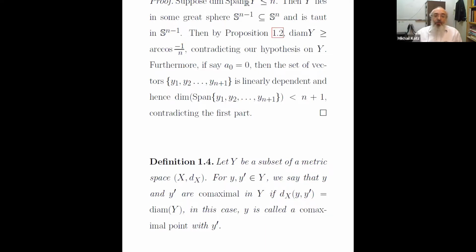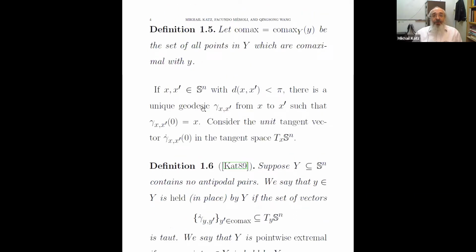And so we'll say that one point is co-maximal with respect to the other. And we will be interested in this notation, co-max, which is a subset of the points of Y which are co-maximal with y. So in the case of a regular tetrahedron, the co-maximal points of each vertex are just the three other vertices. Just the three other vertices. We will have more interesting examples in the sequel.